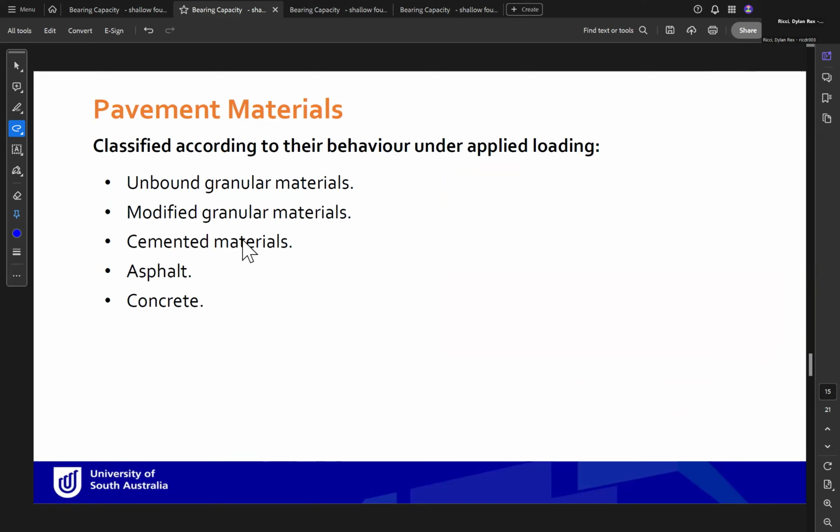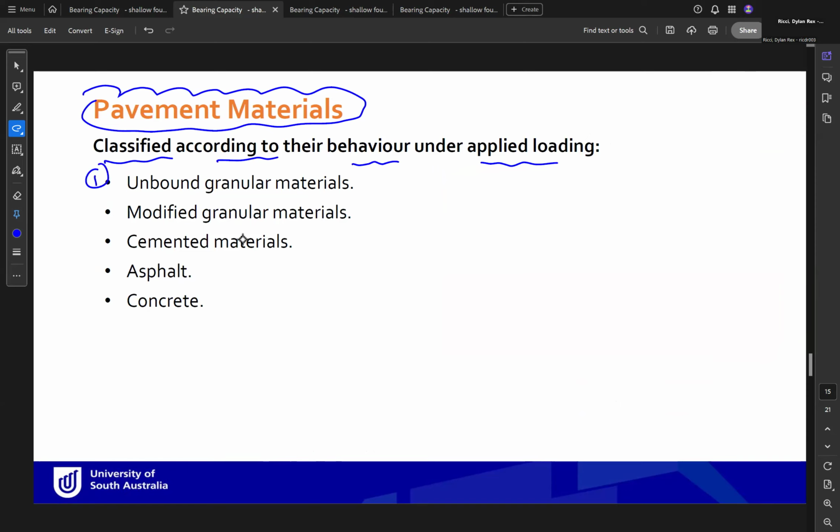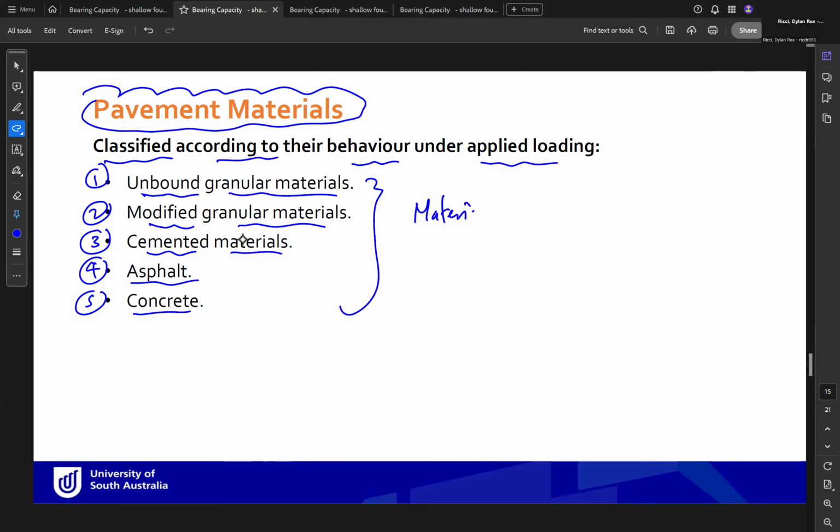So now let's talk about the pavement materials. The pavement materials can be classified according to their behavior under the applied loads: unbound granular materials, modified granular materials, cemented materials, asphalt, and concrete. So these are the materials used in pavements.